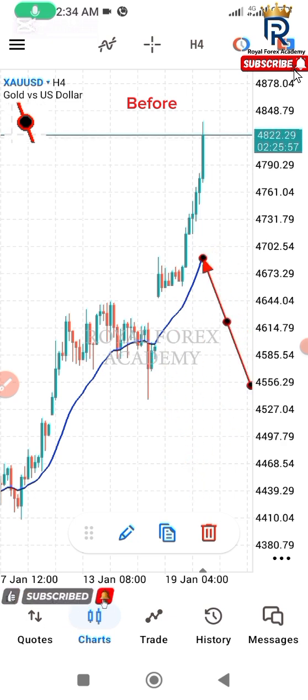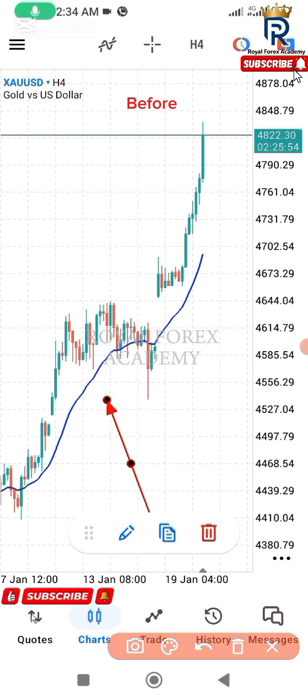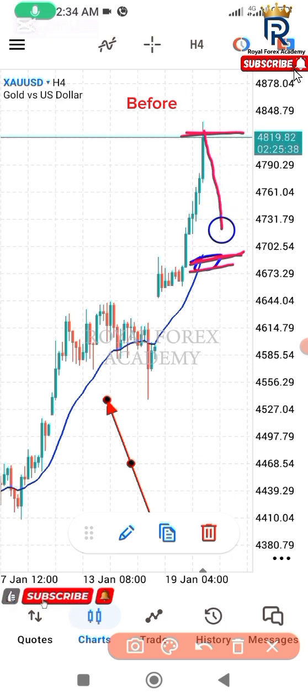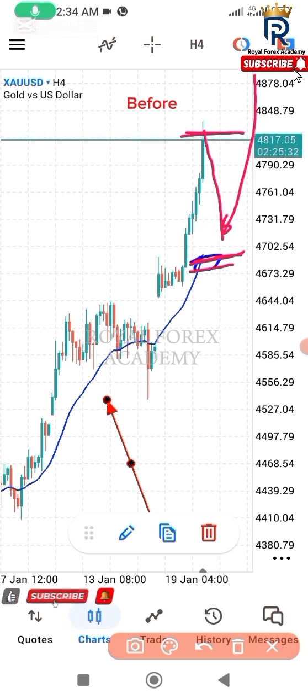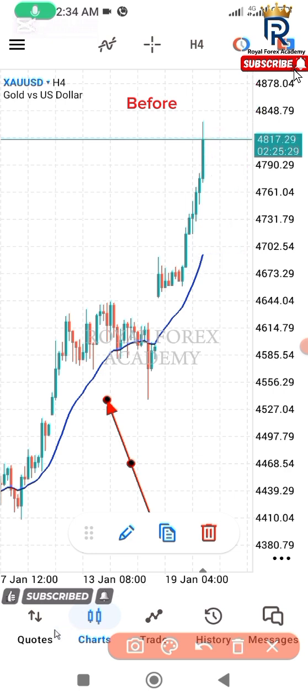And anytime price has gone too far, look at this, the moving average is here, and then price is here. Anytime price moves very far away from the moving average, there is a tendency that price will pull back towards the moving average before it continues to the upside. So our entry is targeted on this pullback of price towards the moving average. That is where we'll be looking for the entry confirmation for us to buy to the upside.